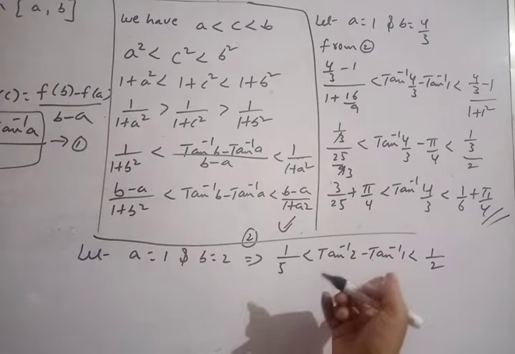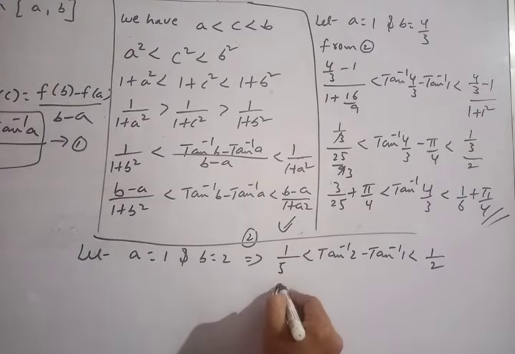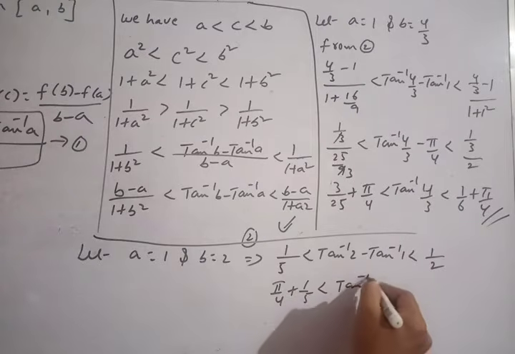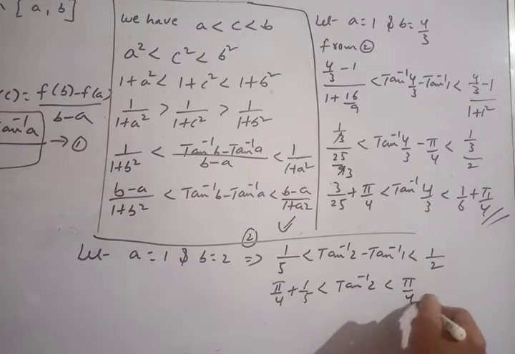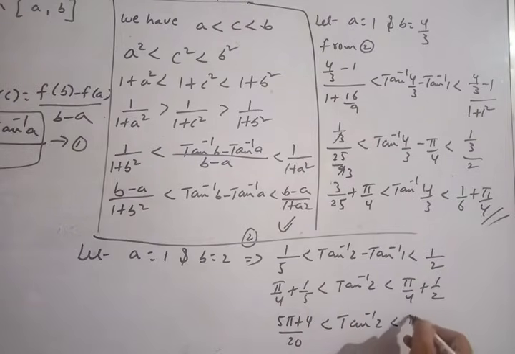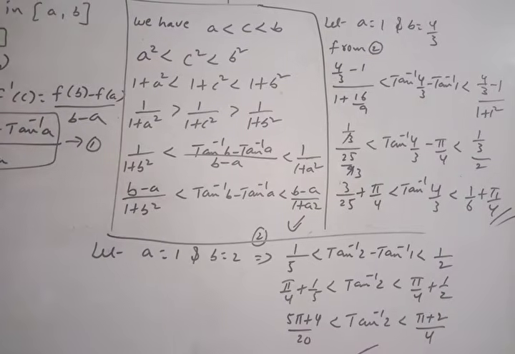So tan inverse 1 is what? Pi by 4, no? This will come to this side. So pi by 4 plus 1 by 5 is less than tan inverse 2 is less than pi by 4 plus 1 by 2. So take the LCM here. (5 pi plus 4) by 20 is less than tan inverse 2 is less than, LCM is 4, (pi plus 2) by 4. Like this you need to verify these two bits.